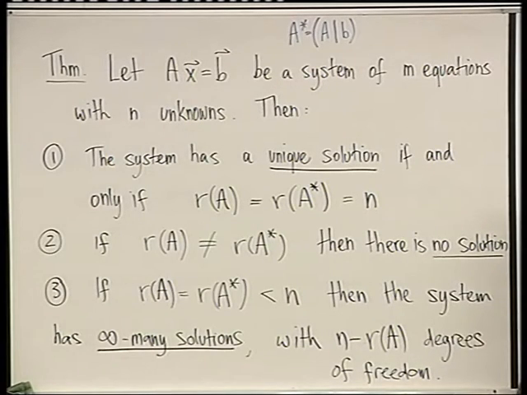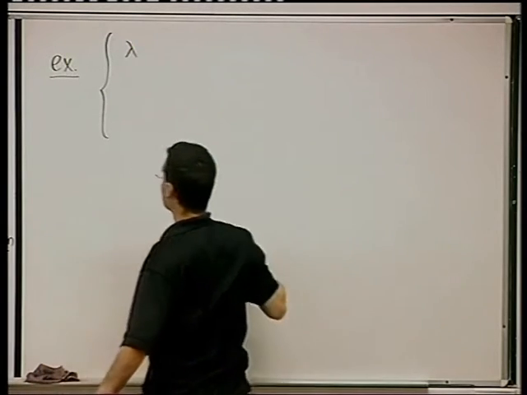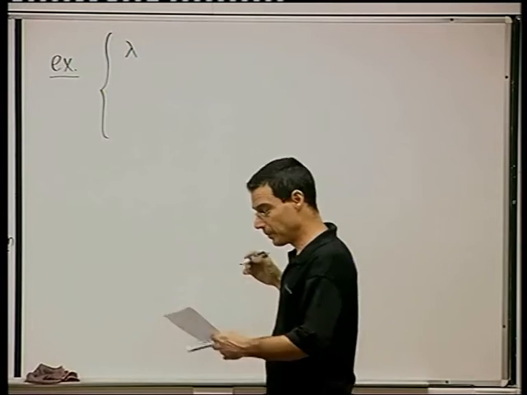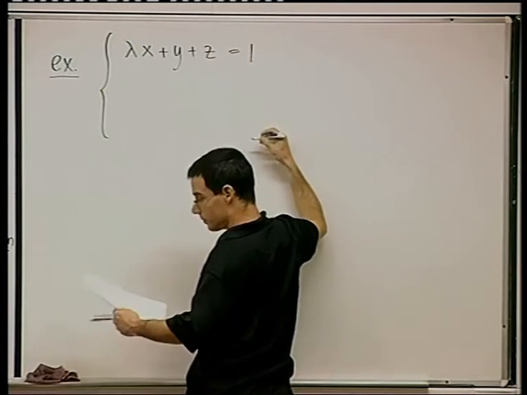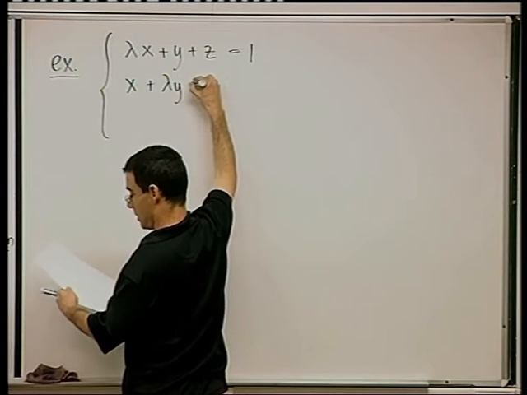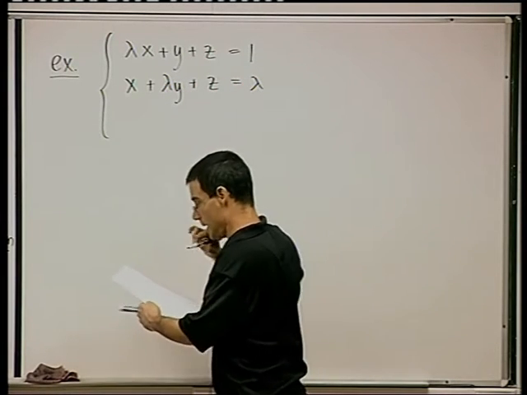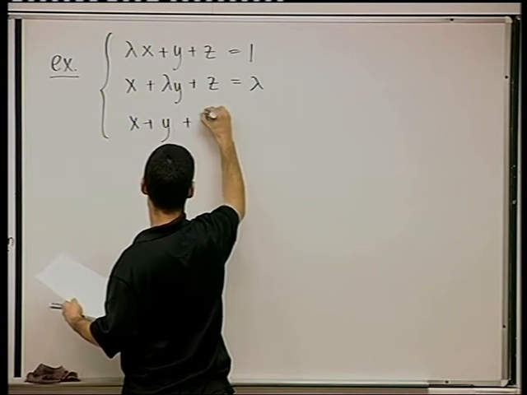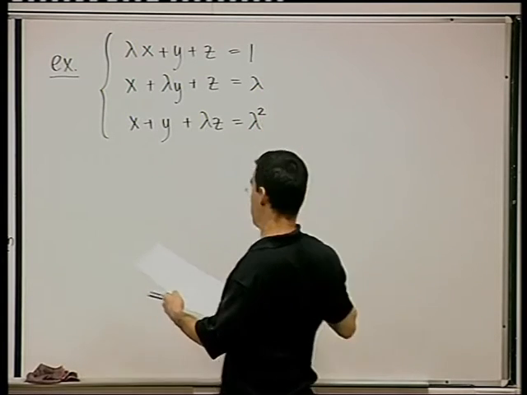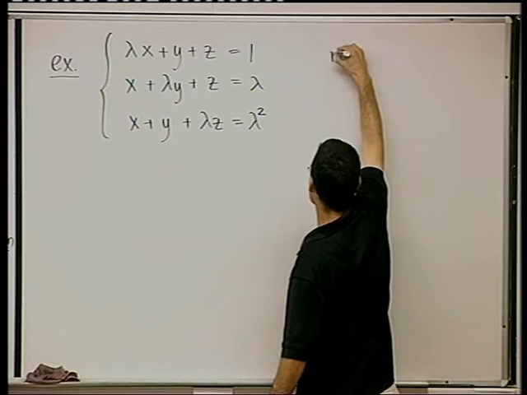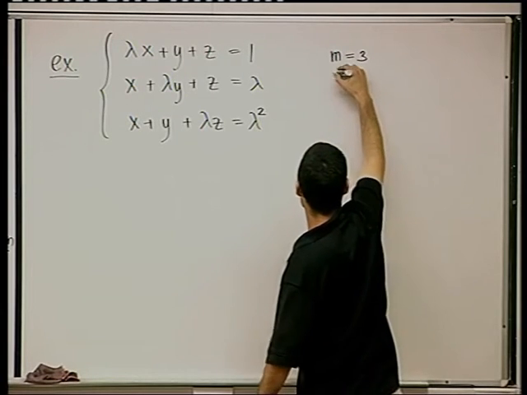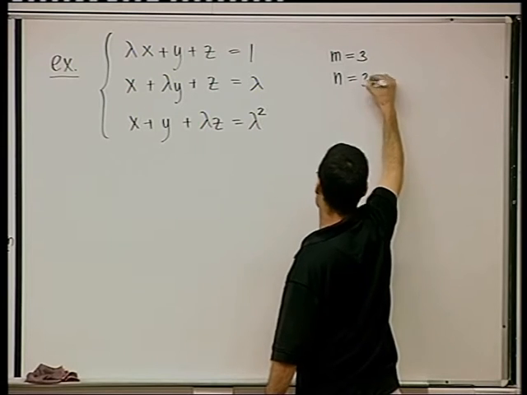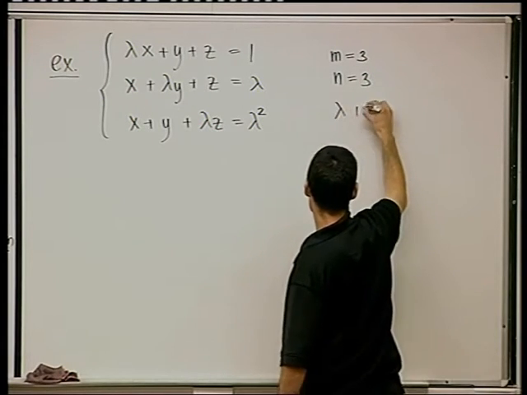We're going to consider a system of equations with a parameter. The parameter I'm going to call lambda, the lowercase l in Greek. And here's the system. Lambda x plus y plus z equals 1. X plus lambda y plus z equals lambda. And x plus y plus lambda z equals lambda squared. So how many equations do we have? 3. So m is the number of equations, 3 equations. How many unknowns do we have? 3. X, y, and z are the unknowns, and lambda is a parameter.